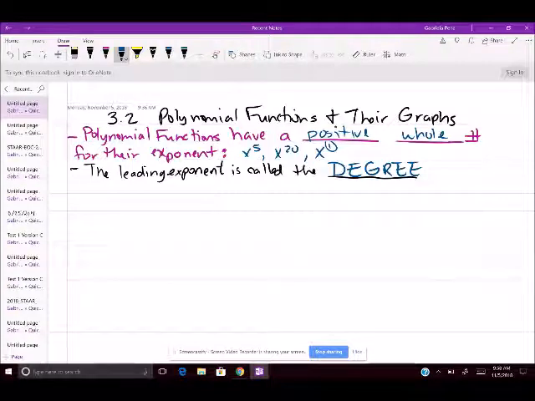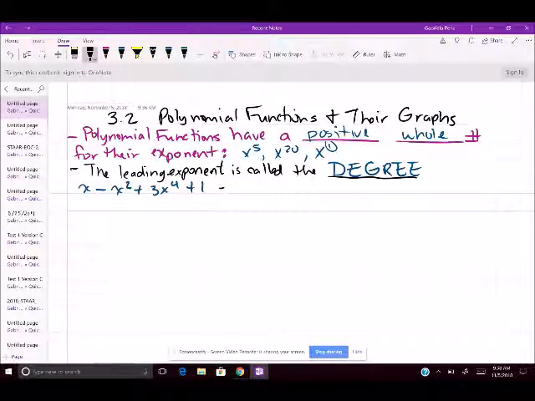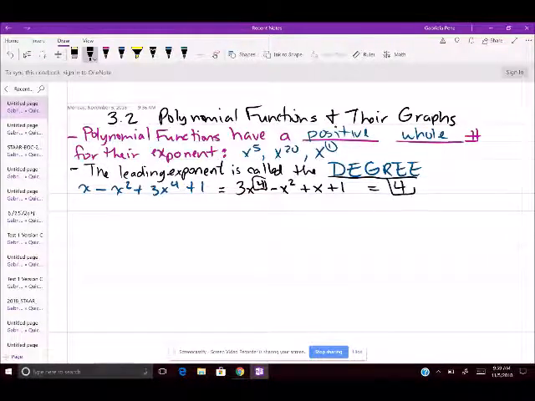That's it. So if I were to give you the problem, x minus x squared plus 3x to the 4th plus 1, what do you think your degree for that problem would be? 4? Why 4? What did you do to that? Is this in order from greatest exponent to the smallest? No. So the first one should be 3x to the 4th minus x squared plus x plus 1. So once they're in order, who's your largest exponent? 4. So yes, you are right. My degree is 4.